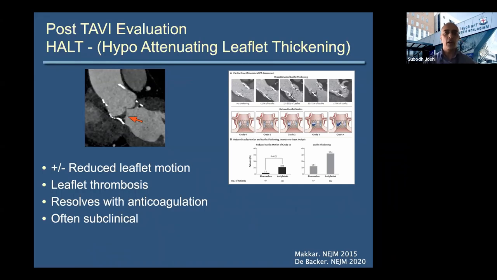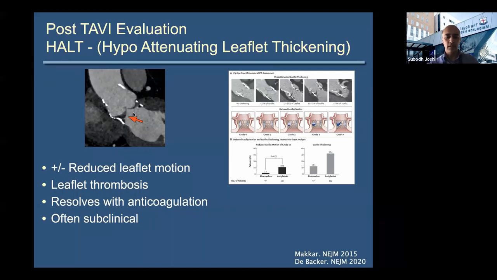So there's this thing called hypoattenuated leaflet thickening that you may have heard of. So you can see here this big dark stuff here with very, very prominent leaflets. You shouldn't be able to see the leaflets nearly as well as that. This is subclinical leaflet thrombosis. And what's been shown is that this then goes away with warfarin, as does the gradients.